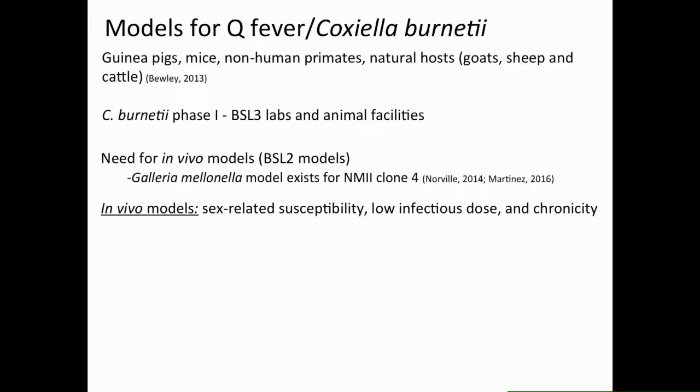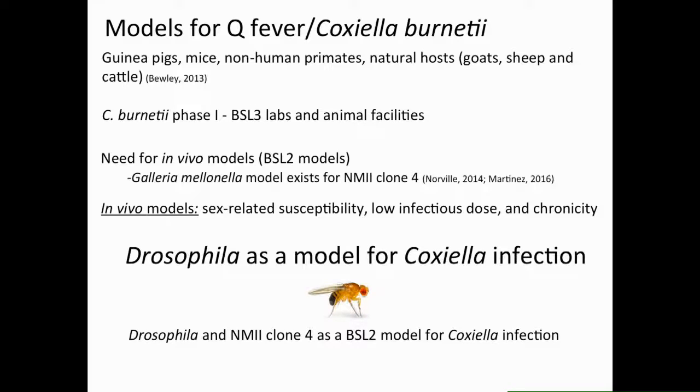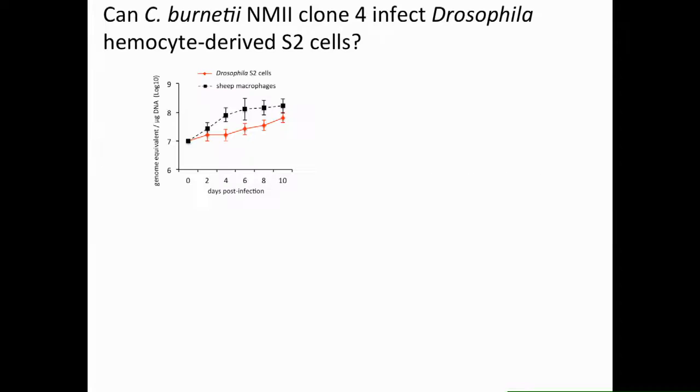There's one model to study 9-mile clone 4, and that's Galleria mellonella, which is the wax moth larvae. But these in vivo models in BSL-2 can be used to study sex-related susceptibility, the low infectious dose needed, and chronicity. So we want to propose and ask if we can use Drosophila as a model for Coxiella infection, and specifically, can we use Drosophila and 9-mile clone 4 in BSL-2 conditions to study Coxiella?